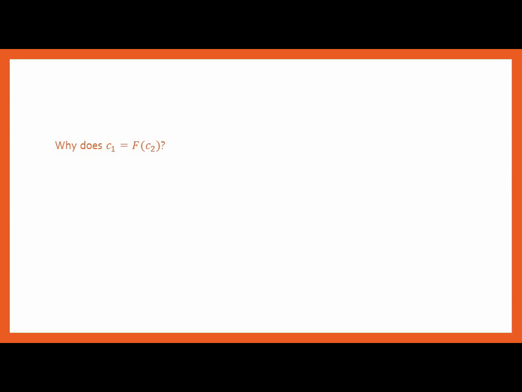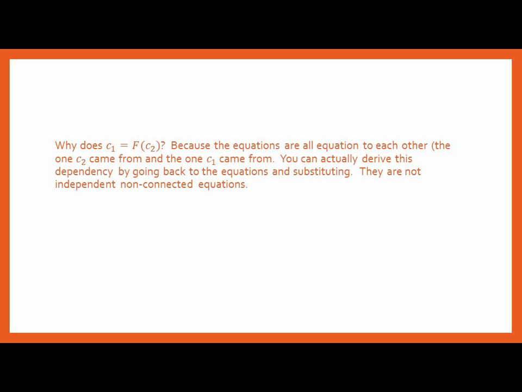So why does c2 equal f of c1? Well, it's because the equations are all related to each other. It's not this dx over something, dy over something separately. They're all 3 in tandem related to each other. So the c2 came from one of the equations that you had that were all equal, and the c1 came from another one. So you can actually derive this dependency by going back and resubstituting and playing around with them. So they're hooked together. They're not independent, non-connected equations. They're connected to each other.